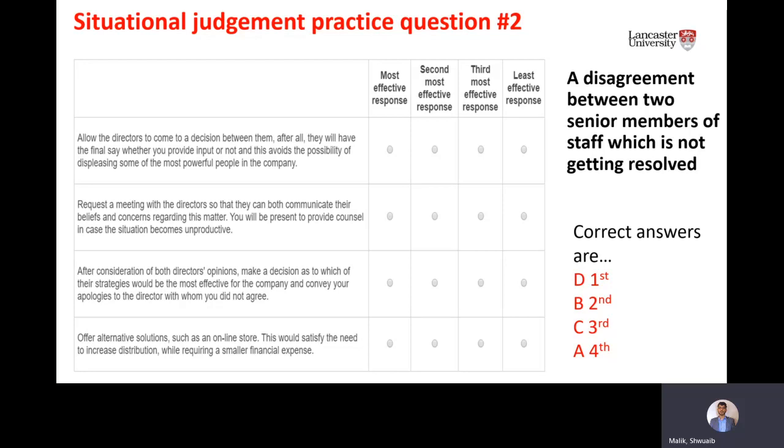So D, offer alternative solutions such as an online store. This would satisfy the need of increased distribution while requiring a smaller financial expense. Now think back to the passage. One of the fundamental problems at hand was conflicting objectives. The company didn't think they would be able to meet the retailer's expectations.